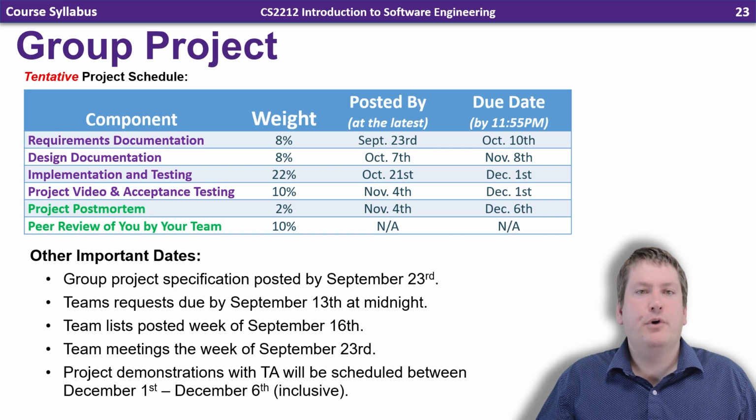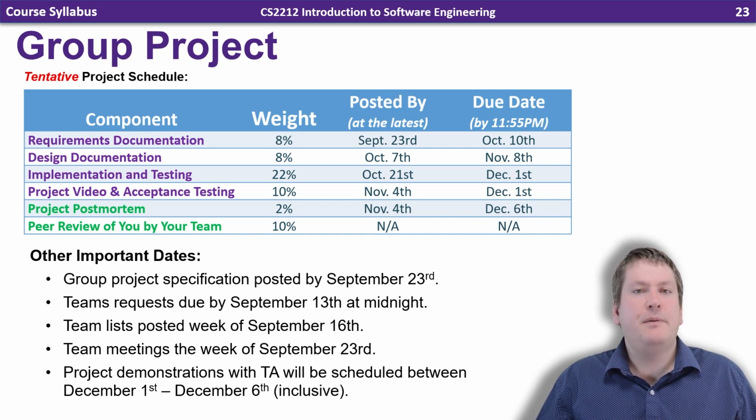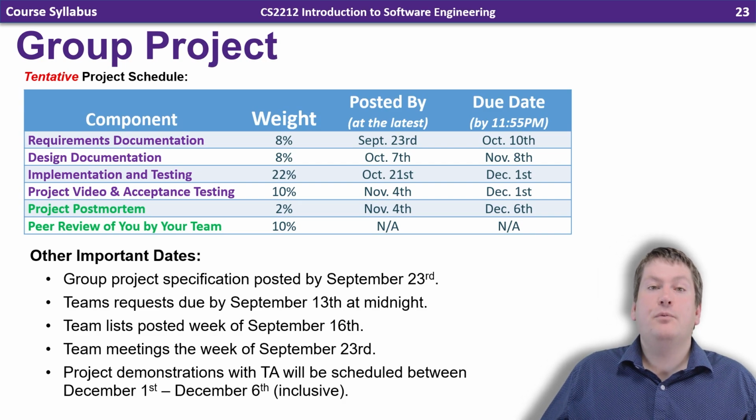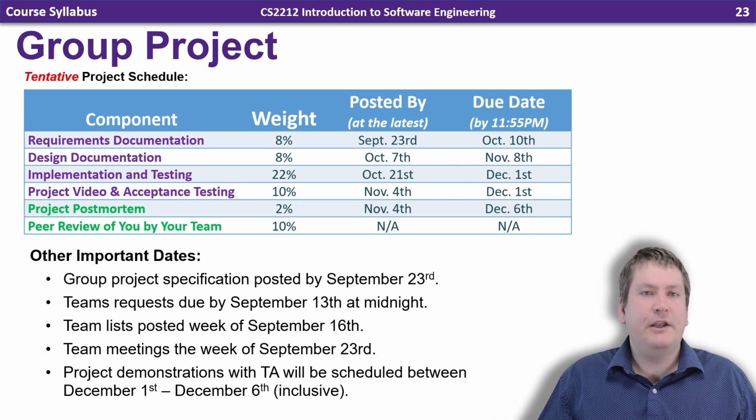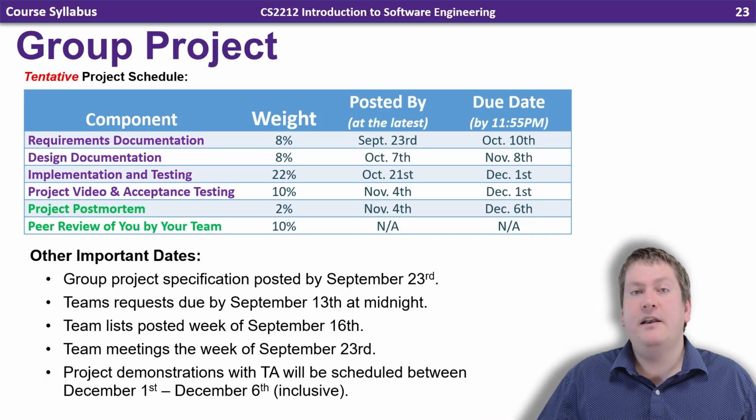There are a few other important dates to be aware of. The group project specification is going to be posted September 23rd. That's where I'm going to give details of the whole project that you can read through. Team requests are due by September 13th at midnight. If you don't get your request in by then, you're going to be assigned to a team by me.